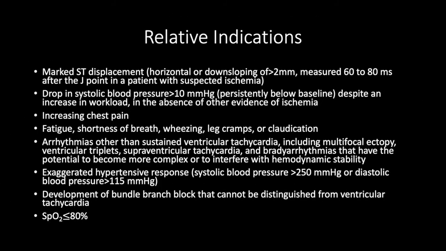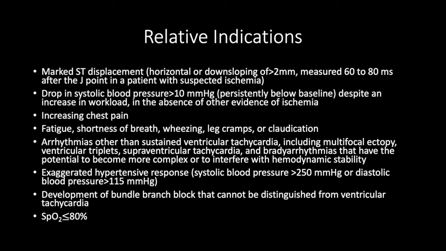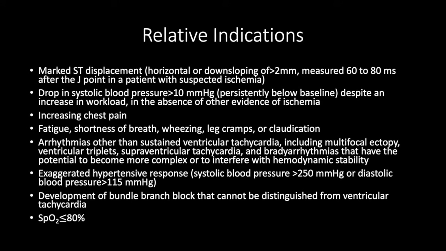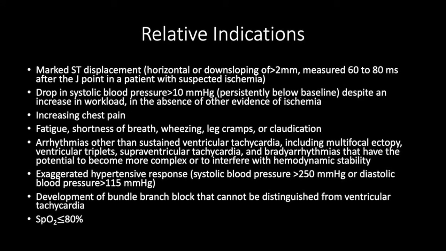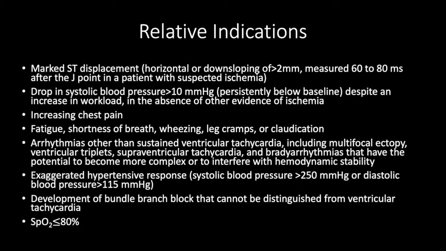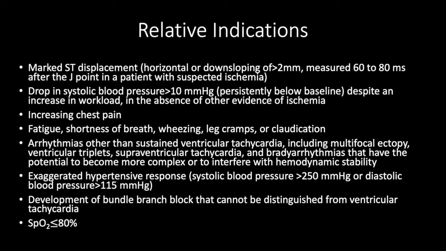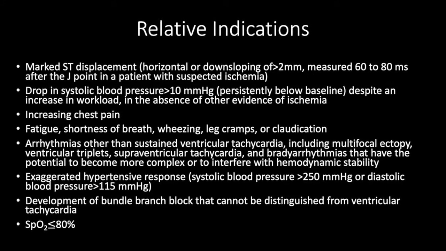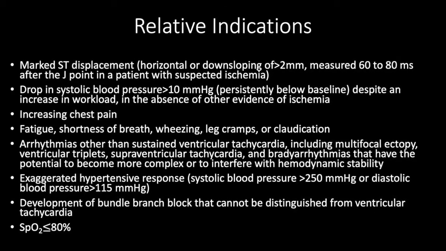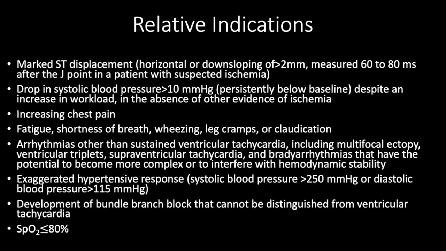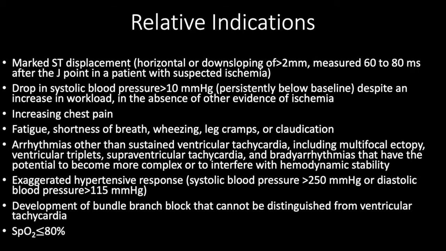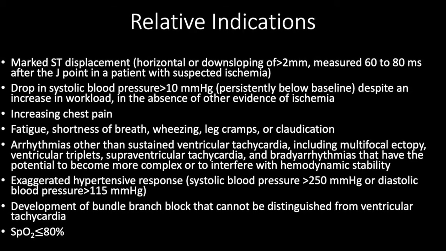Relative indications for terminating an exercise test include marked ST displacement, drop in systolic blood pressure of greater than 10 millimeters of mercury despite an increase in workload in the absence of other evidence of ischemia, increasing chest pain, fatigue, shortness of breath, wheezing, leg cramps, or claudication, arrhythmias other than sustained ventricular tachycardia that have the potential to become more complex or interfere with hemodynamic stability, exaggerated hypertensive response with systolic blood pressure greater than 250 millimeters of mercury or diastolic blood pressure of greater than 115 millimeters of mercury, development of a bundle branch block that cannot be distinguished from ventricular tachycardia, or SpO2 less than or equal to 80%.